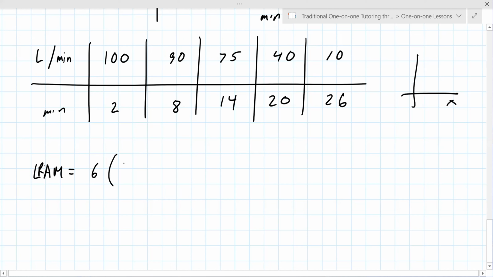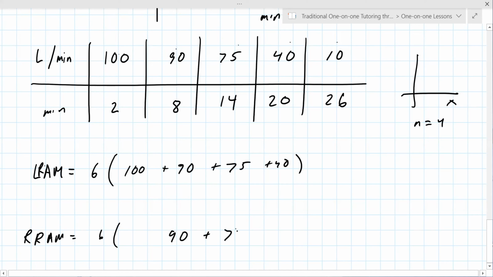All right, so 6 times, and then use the left values. So 100 plus 90, up to 40. Yeah, because I should have told you this is n equals 4. Okay, and then RRAM: 6 times 90 plus 75 plus 40 plus 10. Yes.